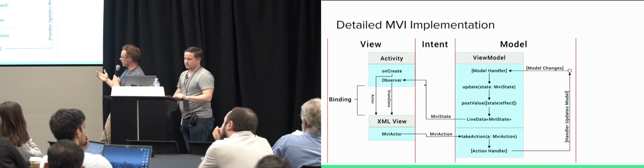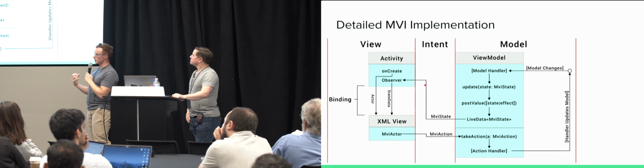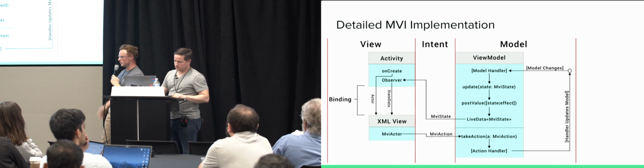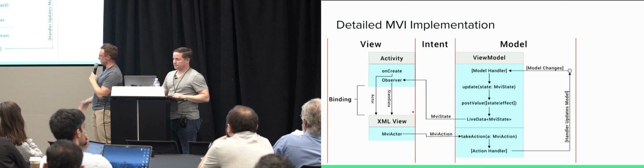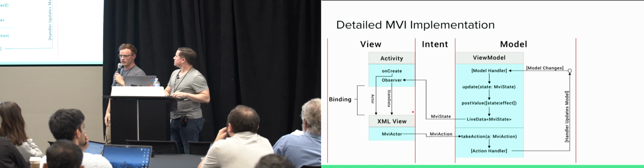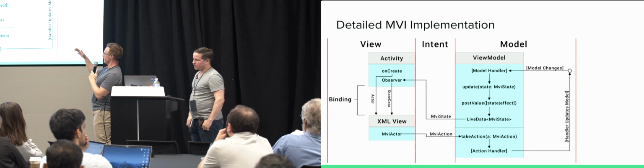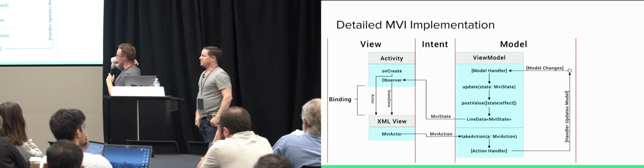That will call back into our activity, which will update our XML view, and then the cycle just kind of starts over. The user interacts with the application in some form or fashion. It's going to emit another action. So this is just to give you that overview of everything that we just went over.